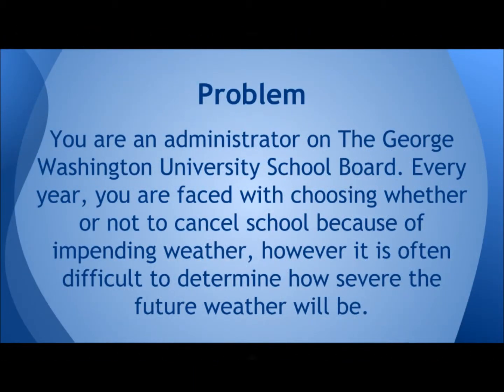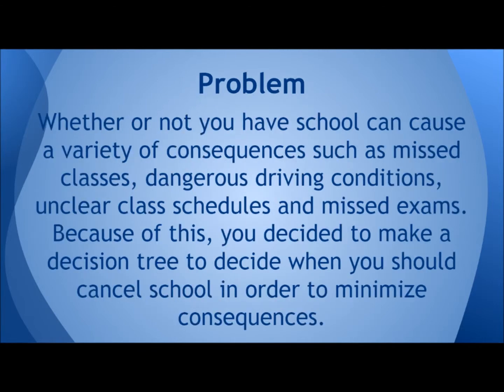You are an administrator on the George Washington University School Board. Every year you are faced with choosing whether or not to cancel school because of impending weather. However, it is often difficult to determine how severe the future weather will be. Whether or not you have school can cause a variety of consequences, such as missed classes, dangerous driving conditions, unclear class schedules, and missed exams.